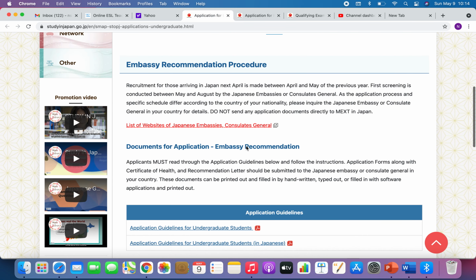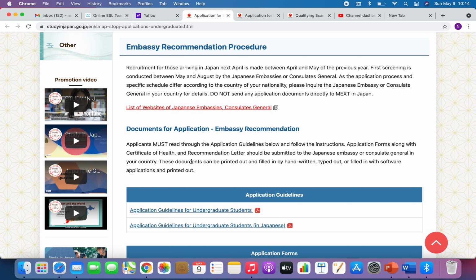And then the second thing that I want you to note is that these documents can be printed out and filled in by hand, typed out, or filled in with a software application and printed out. Personally, I prefer the second option. So what this means is that you can print out the documents and then fill it by hand, or you can just fill it with your computer software.